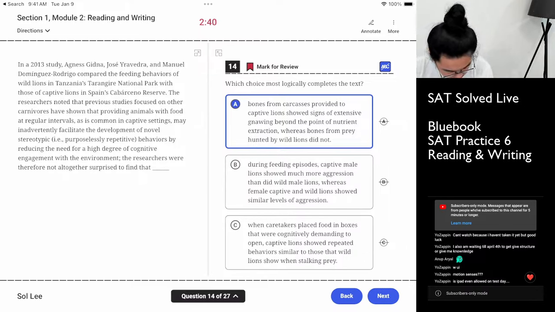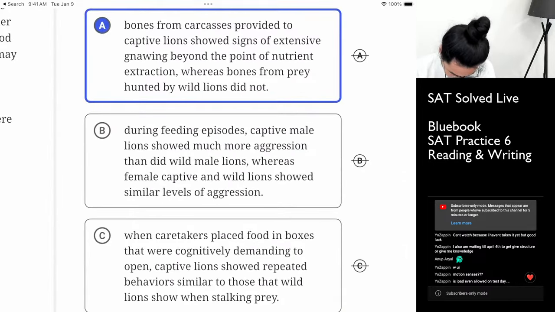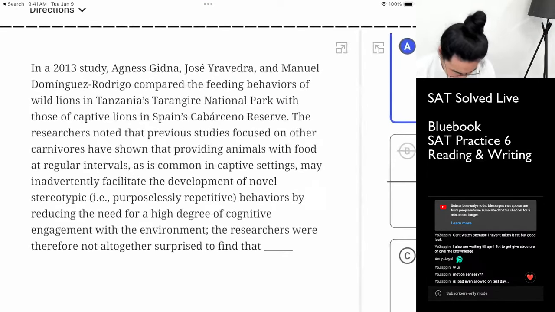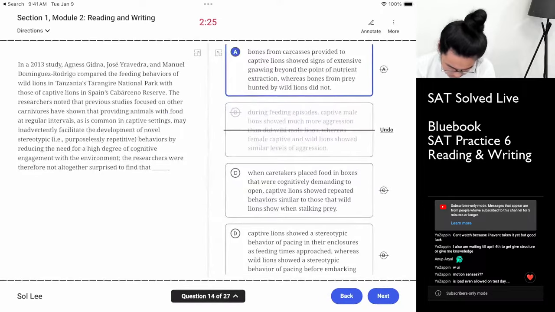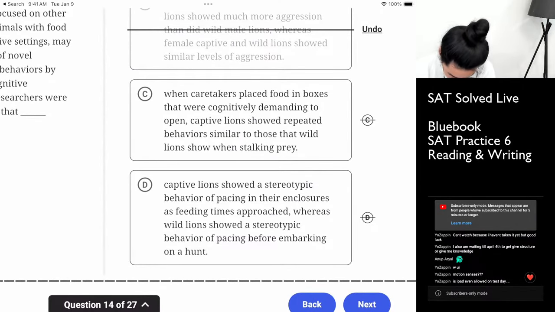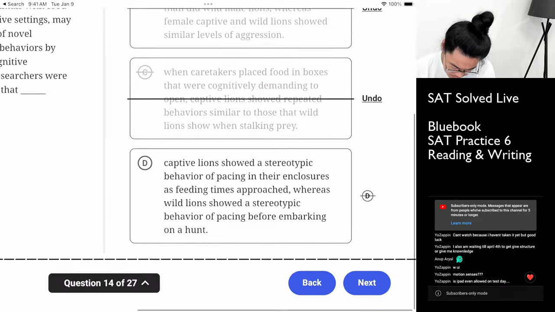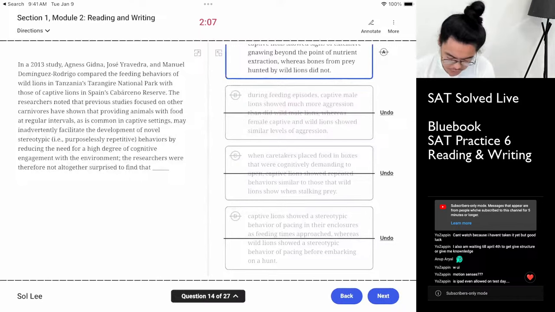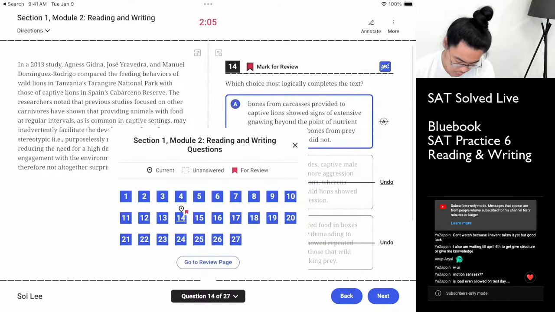So basically, I'm trying to find purposelessly repetitive behaviors in the captive lions. Females and males is off topic, right? We're not talking about males and females at all. Plus, aggression doesn't have anything to do with purposelessly repetitive. Similarity is opposite. Okay, this is also the opposite because you want them to be contrasting each other.